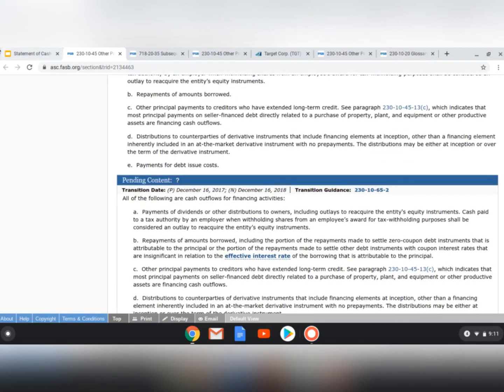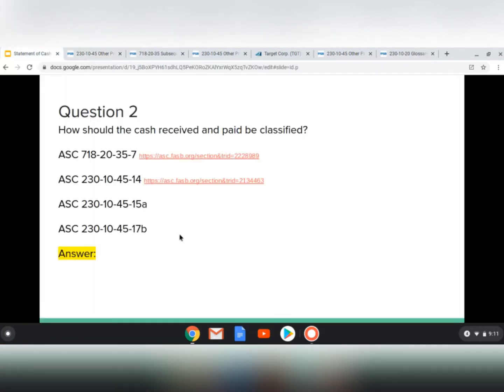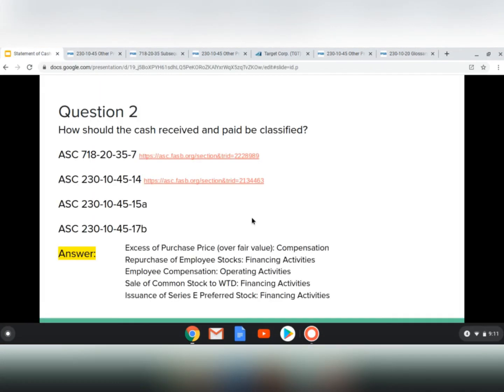All right, so we can just go ahead and show you our answer. Just to revisit, based on the codification, the excess of purchase price over fair value will be recorded as compensation. Repurchase of employee stocks will be recorded as financing activities. Employee compensation would be reported under operating activities. Sale of common stock to the company sold it to would be reported under financing activities, and the issuance of the preferred stock would also be under financing activities.